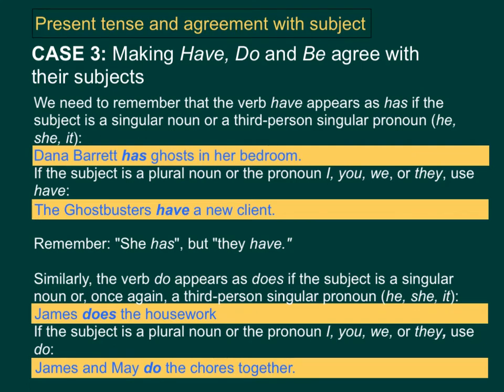Here's an example. James does the housework. James is a singular noun. That is why we use the word does. If the subject is a plural noun or the pronoun I, you, we, or they, we use do. For example, James and May do the chores together. In this case, James and May together constitute a plural noun, so we have to use do.